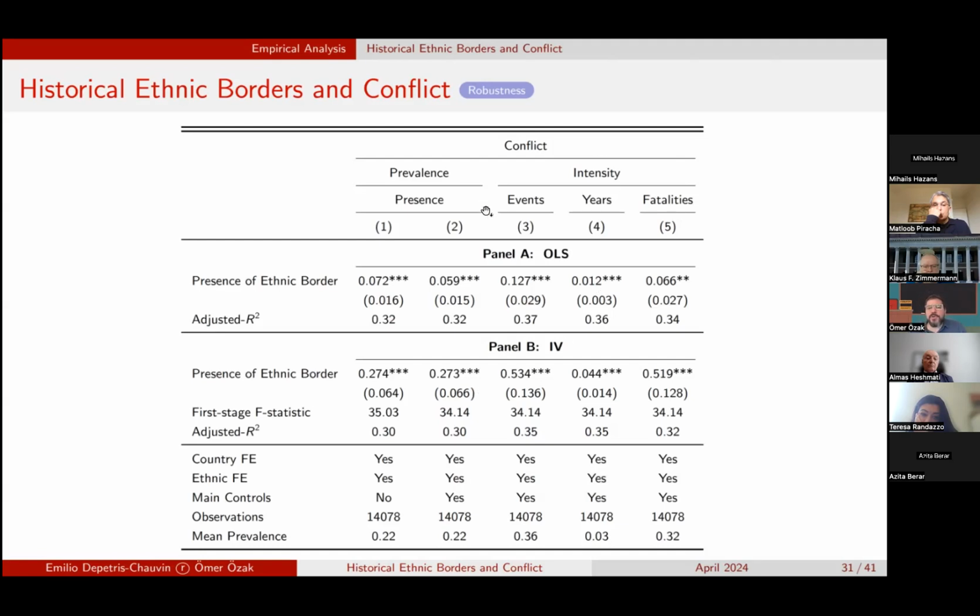And finally, we also have 3 columns where we're measuring not only the extensive margin, but also the intensive margin of conflict. And we find that indeed the presence of ethnic borders really increases the intensity of conflict also. If we compare these to the mean prevalence of these different measures, we see that the coefficients are quite large, suggesting that the presence of a historical ethnic border has a really economically significant effect.